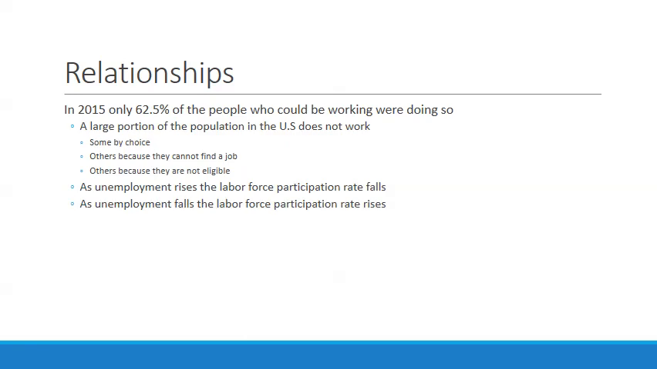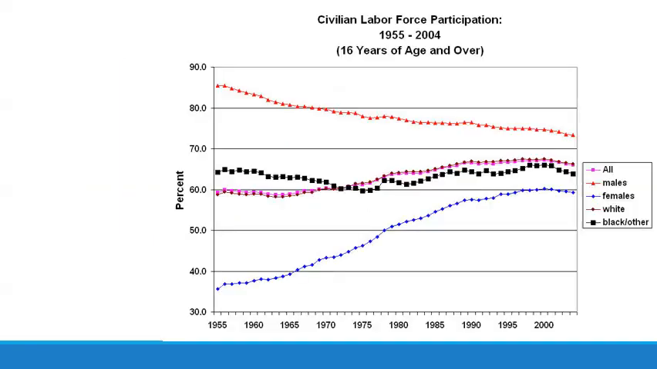So as unemployment falls, the labor force participation rate rises. When people are getting jobs and unemployment is going down, the labor force participation rate rises. In other words, if we have unemployment increasing, if people are losing jobs, fewer people try to find a job. If people are getting jobs, more people enter the market and try to get one as well. So there's an inverse relationship between unemployment and this labor force participation rate.